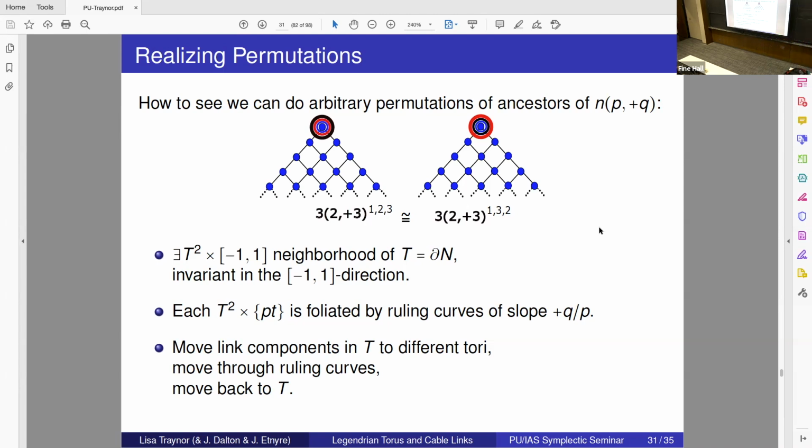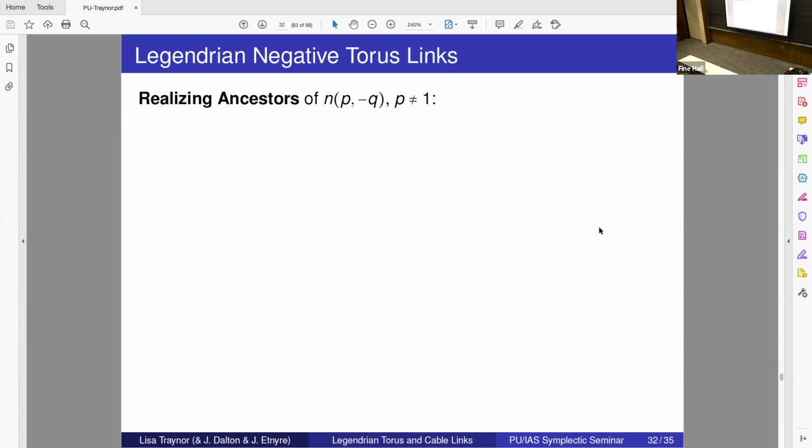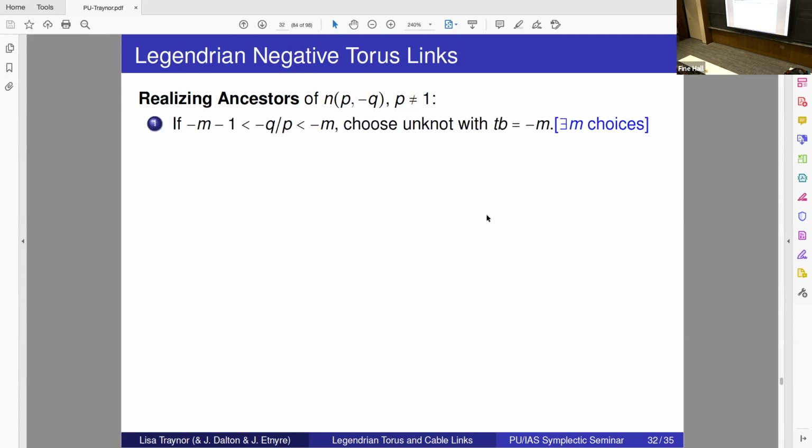You can see, yeah. So here, how do we see that? It was all about how you realize the max TB, the ancestors. So if I wanted to do the negative torus links, how do I realize an ancestor there? So first I choose an unknot. Again, these are living on unknotted tori. But now I choose an unknot with TB equals -m, where m is, again, you take your slope, minus q over p, and sandwich it between two integers. I choose an unknot there.